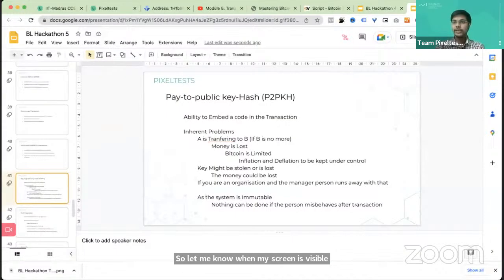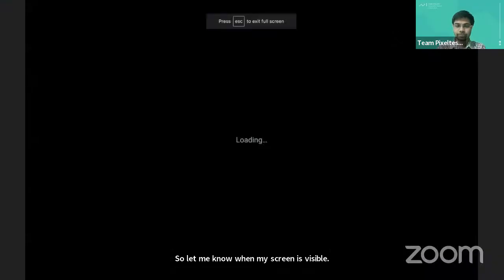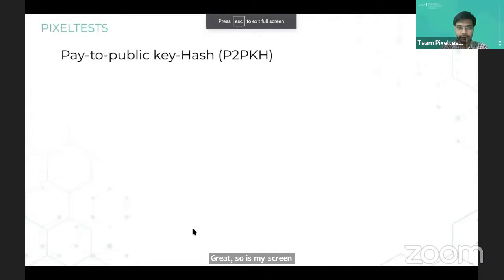So let me know when my screen is visible. Great. So is my screen visible now? Yeah, if it is visible, type B in the chat box.